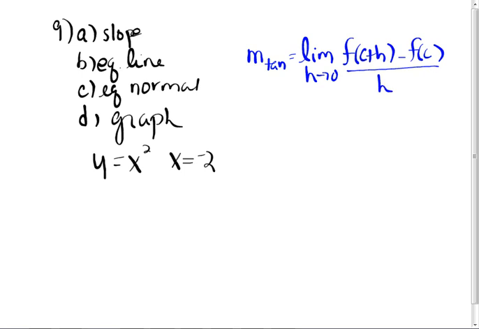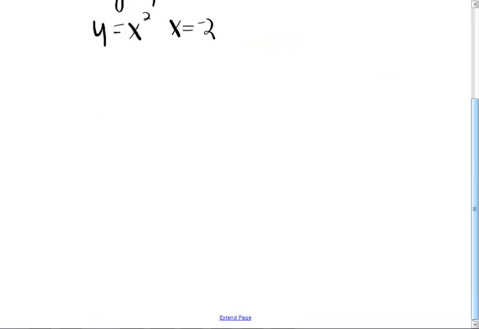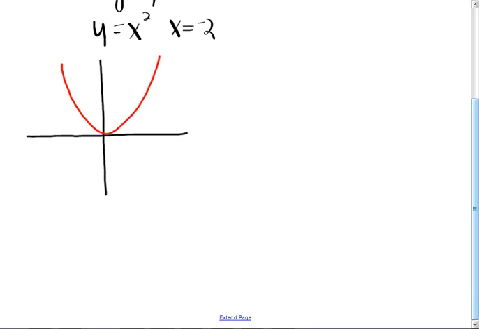And maybe we should draw the picture first, because that might be easier. So y equals x squared. And when I draw the picture here, you should be able to tell me what the slope looks like. At negative 2, is that a positive slope or a negative slope? Negative.